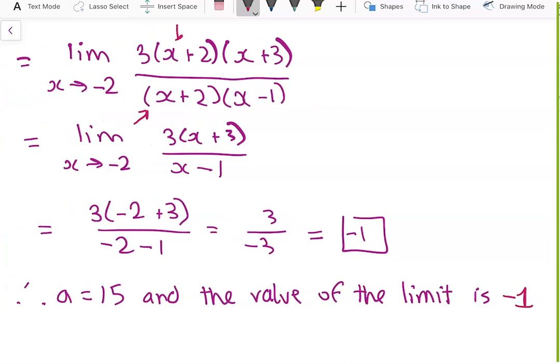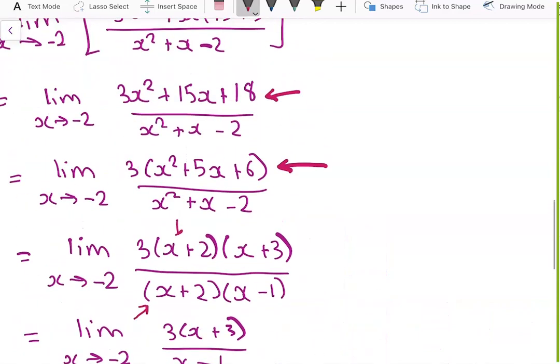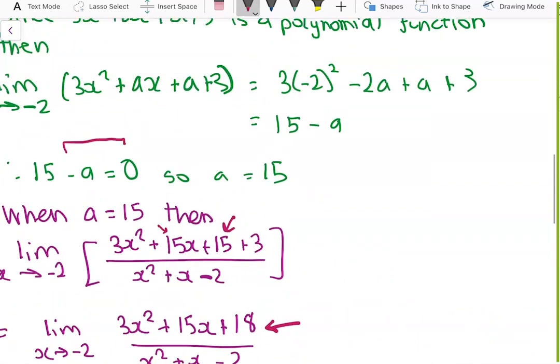Okay, so that finishes this limit question where we have to find the value of a such that the limit exists and also find what the value of the limit is.